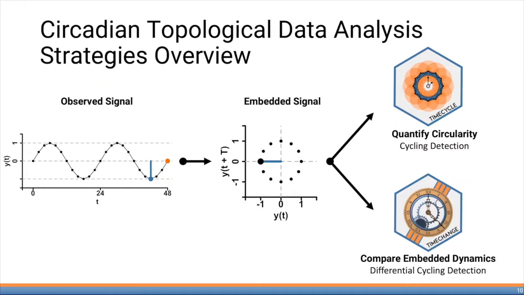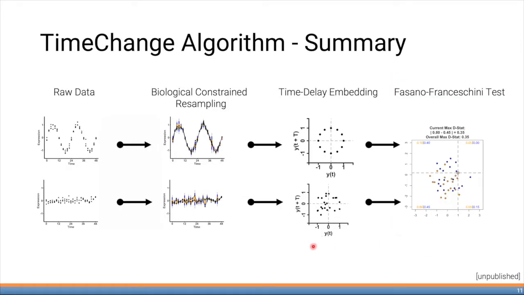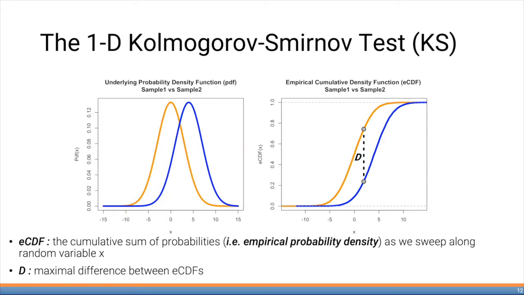Now let's circle back to time change and how we might utilize time delay embedding to identify differentially cycling genes. Instead of quantifying the circularity of the embedding, as was done by time cycle, time change works by comparing the distribution of the embedded points across 2 experimental conditions, using a statistical test known as the Fasano-Franceschini test, aka a 2D 2-sample KS test. To establish a foundation for the 2D test, let's first quickly review the 1D case.